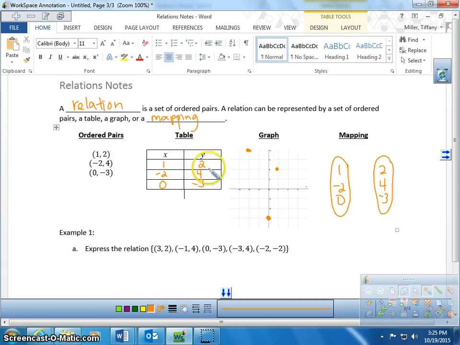So 1 goes to 2. So I'm going to draw an arrow from 1 to 2. Negative 2 goes to 4. So I'm going to draw an arrow. And lastly, 0 goes to negative 3.